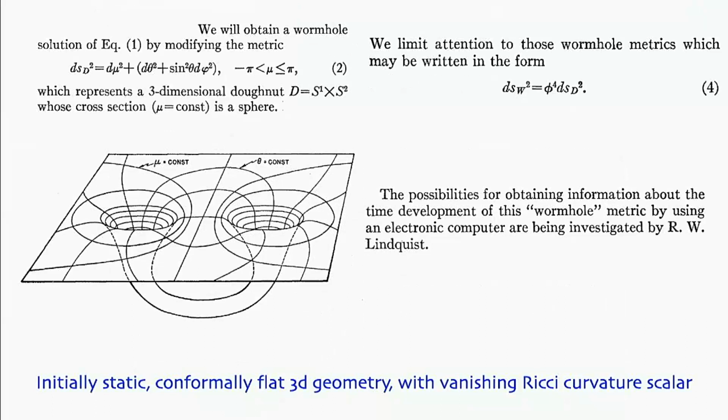He started out with this line element, which describes what he called a three-dimensional donut, which is a circle across a sphere. And then he took that donut line element, D for donut, W for wormhole, and multiplied it by the fourth power of a scalar field. So this is called a conformal factor. And it's possible to choose that function so that Einstein's equation is satisfied for this as an initial condition. But actually, it won't remain that way. This thing would evolve in time once you let it go, according to the equations of general relativity.